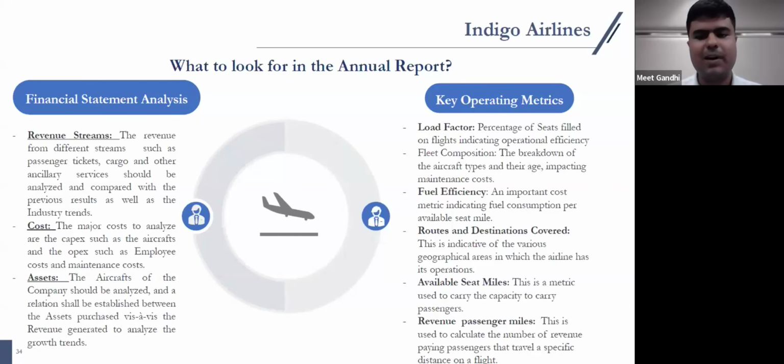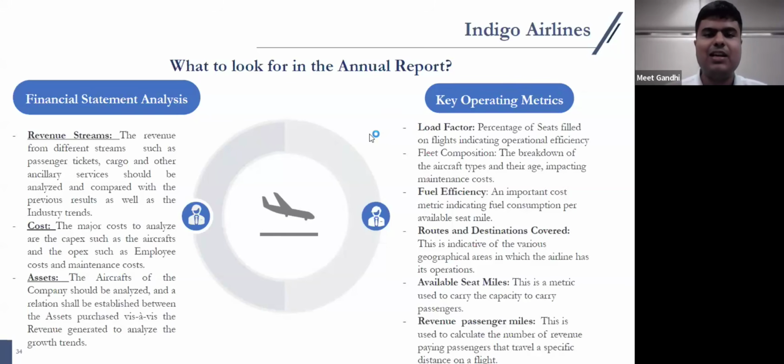Now, talking about the operating metrics, what you ultimately check is how the industry operates, what the main factors are which show their operating efficiency. The first operating metric we could see is the percentage of seats filled, which is also called the load factor in the specific terminology of the airline industry. The second one could be the fleet composition, like we discussed before, where we could check if the fleet is purchased or leased. Next, we could talk about the fuel efficiency.